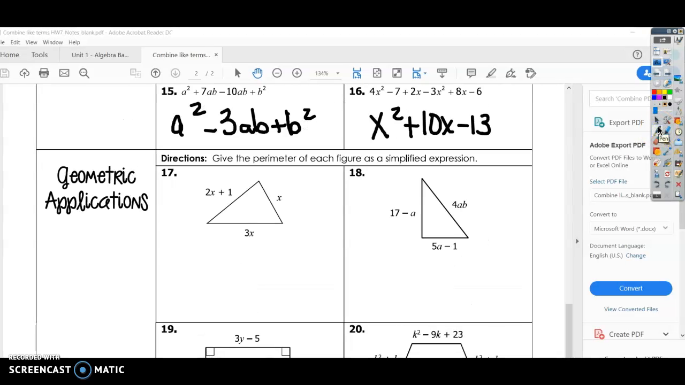All right, for time-wise, I'm going to go ahead and give you the answers to 15 and 16. They are similar to the last two that we did. If you have questions on those, please feel free to email me.